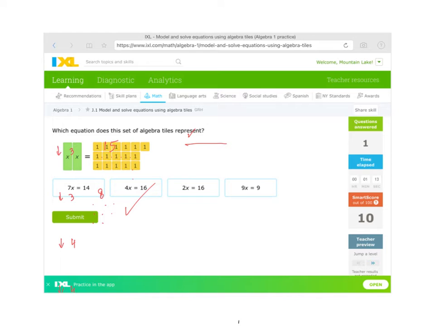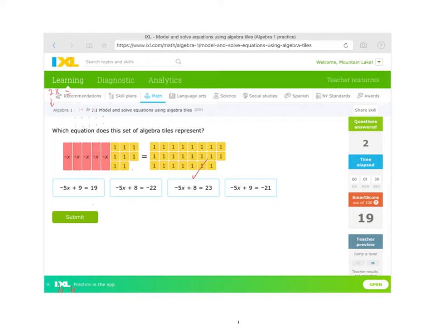Alright, and then let's try another one. So now what does this equation represent? We see two x's. So this means there's 2x, and then there's equal, and then how many ones do you see? There are 3, 6, 9, 12, 15, 16. So 2x is equal to 16, mark that.